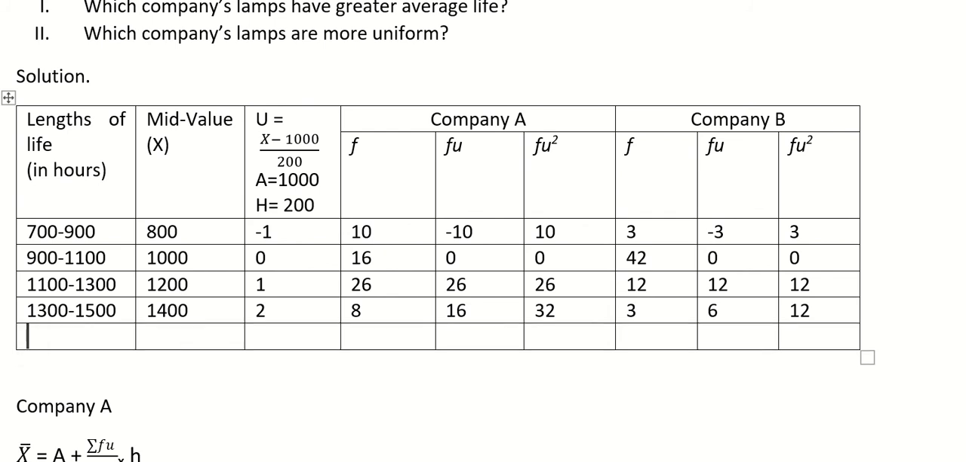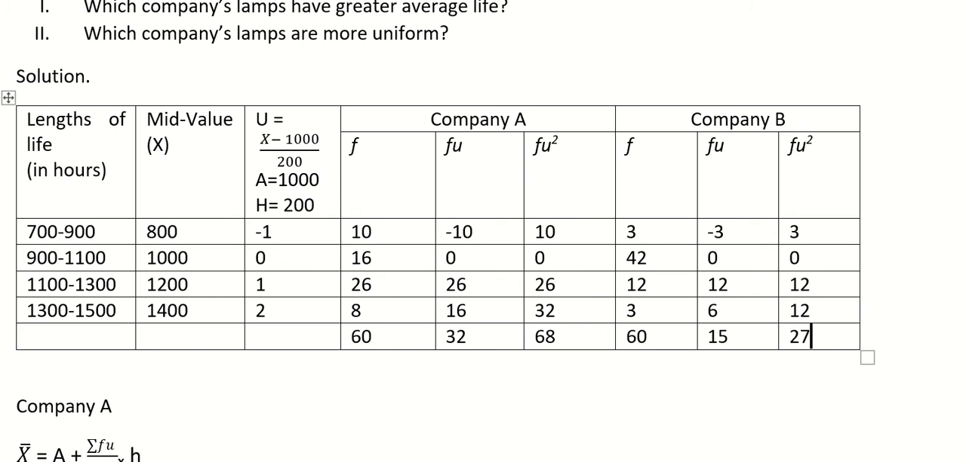So the next step here, we need summations of these values. Here we need the summation of f. It is 60. Summation of fu is 32. Summation of fu square is 68. Then for company B, it is 60, 15, and fu square is 27.